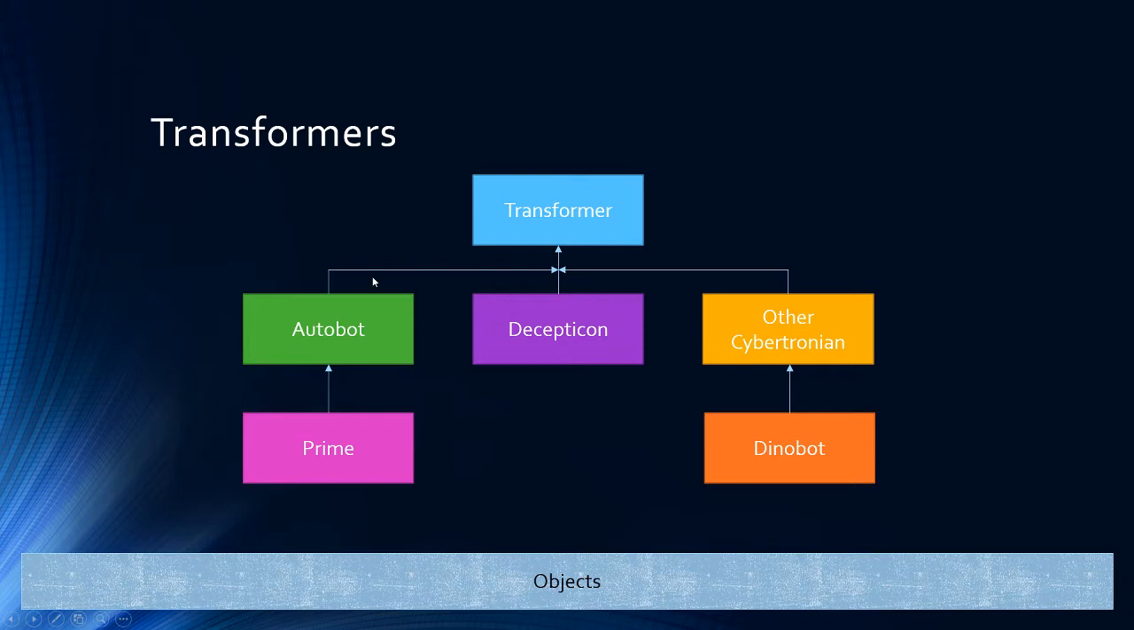And then from that, we could derive additional classes that added additional pieces of data or actions or abilities to that base class. For example, we might have Autobots, Decepticons, others. We could even inherit from that object even further. So we could say that a prime was a type of Autobot. An Autobot is a type of transformer. This inheritance of objects gives us a lot of capabilities in object-oriented programming.